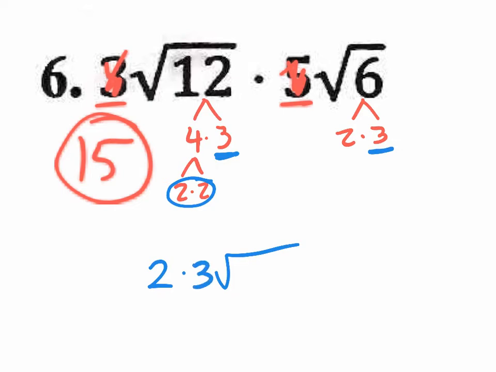This single 2. And let's not forget about the 15. So we have 15 times 2 times 3. 15 times 2 is 30. 30 times 3 is 90. Final answer is 90 square root of 2.